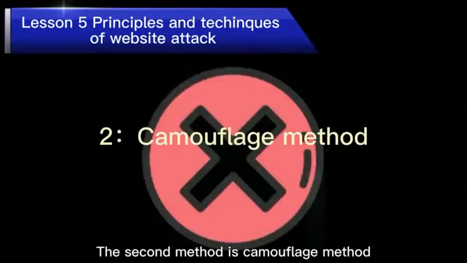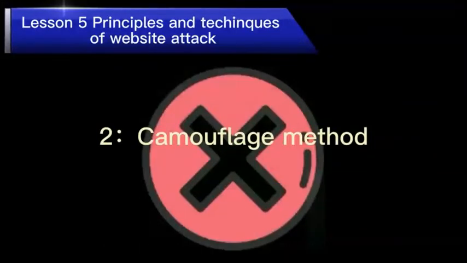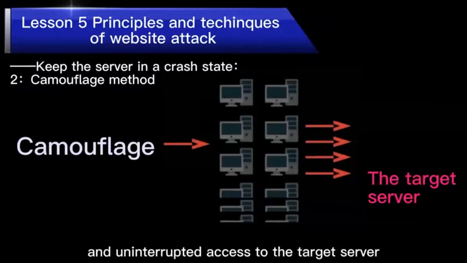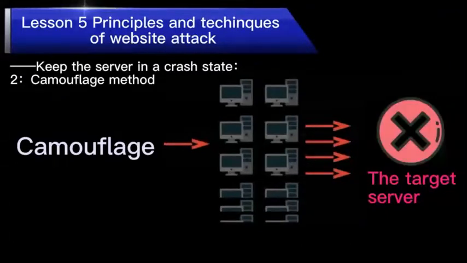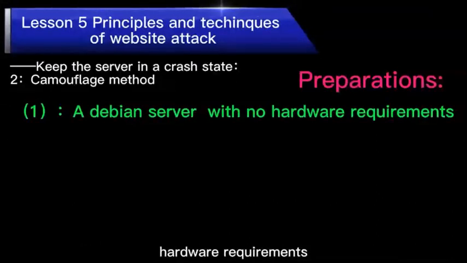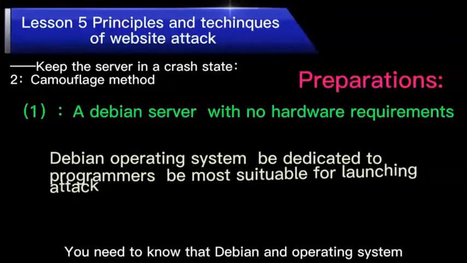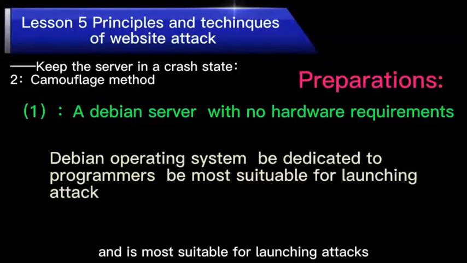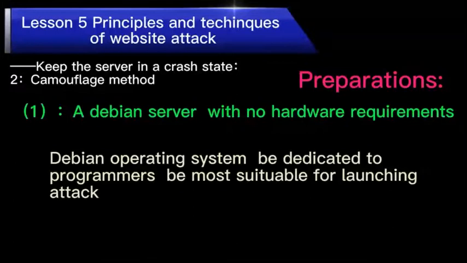The second method is camouflage method. Masquerading as end computers for continuous and uninterrupted access to the target server. At first, you should prepare a Debian server with no hardware requirements. You need to know that Debian operating system is dedicated to programmers and is most suitable for launching attacks.